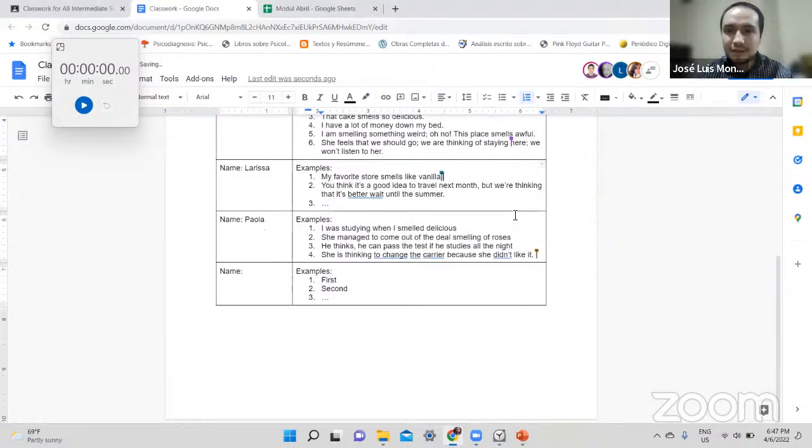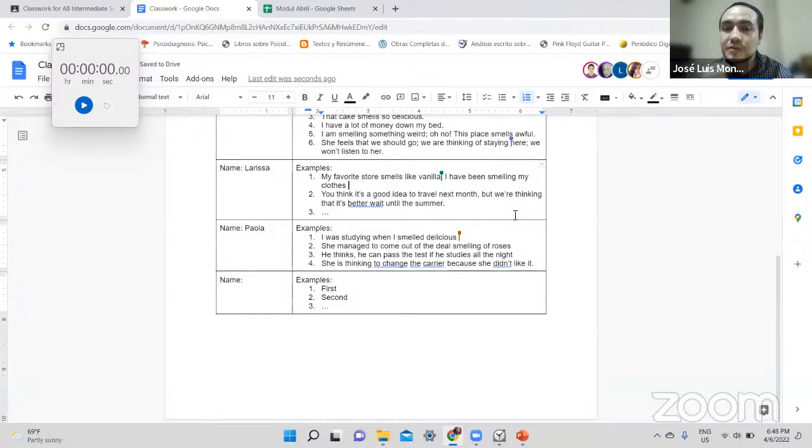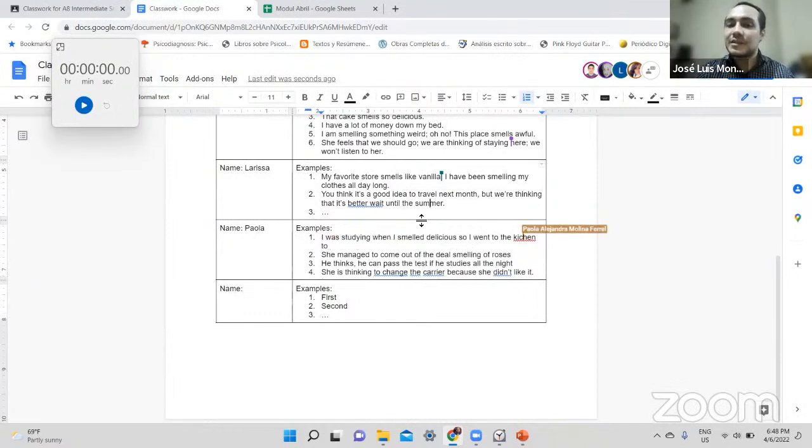Good. So you can say, I have been smelling my clothes. Good. You can say this one, Larissa. If you want to say todo el día, literally, you can say all day long. I've been smelling my clothes all day long. In that way, Larissa, your previous idea was good, but it's to see the contrast, okay? The store smells is stative, a state, it's not an action, but I've been smelling using your nose, that's action. It's only to see the contrast, Larissa.